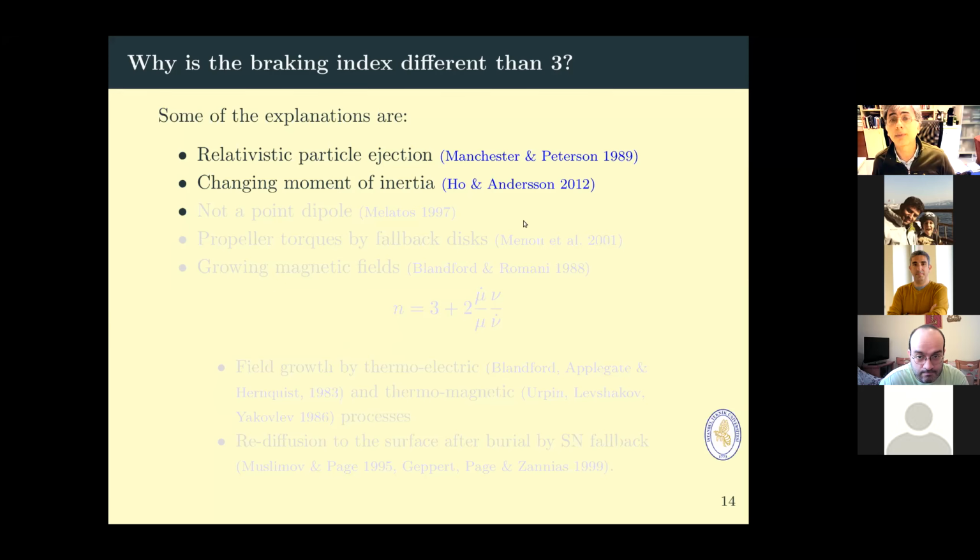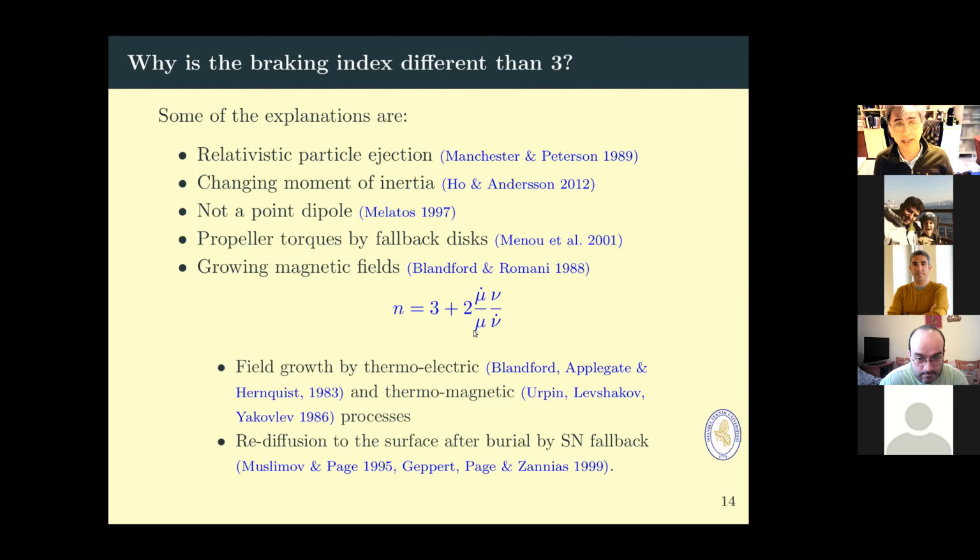This was proposed in 2012. Another suggestion was by Andrew Melatos, saying that the pulsars are not point dipoles because of the presence of this co-rotating plasma. We need to consider the non-point effects, which would change the value from 3. And of course, there could be propeller torques by fallback disks.